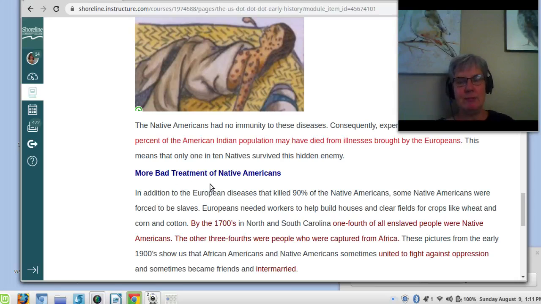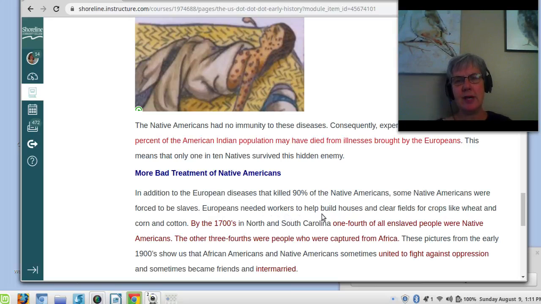More bad treatment of Native Americans. In addition to the European diseases that killed 90% of the Native Americans, some Native Americans were forced to be slaves. Ugh. Do you remember the word slaves? African Americans were slaves for 300 or 400 years. They had to work. They were hit by the white people. They were not given any money.